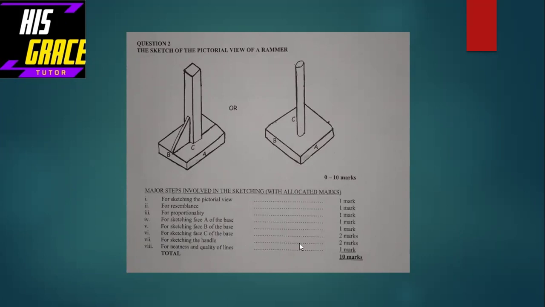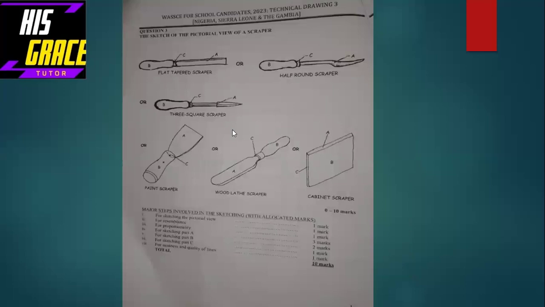For sketching undo, 2 marks. For neatness and quality of lines, 1 mark. So the total is, sorry, the total is 10 marks for this. So either you answer this question 2 or you answer question 3. We just need to pick one out of question 2 and question 3. But question 1 that we looked at the beginning is very, very compulsory.